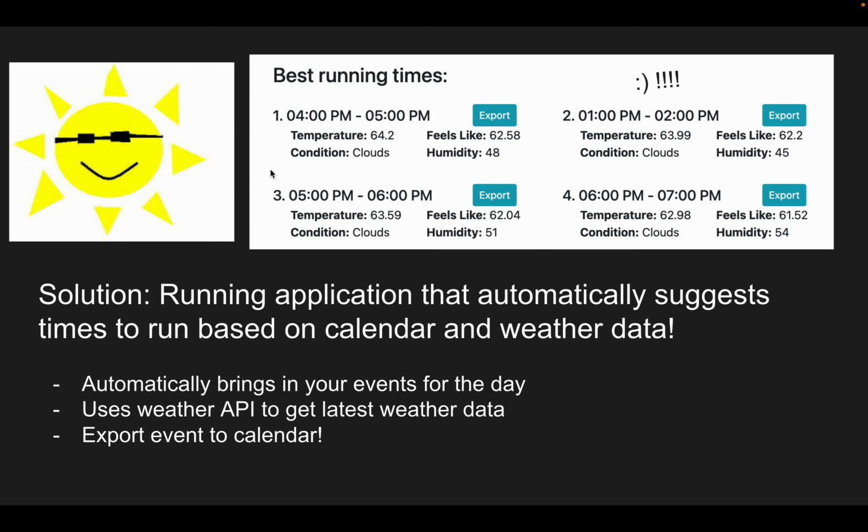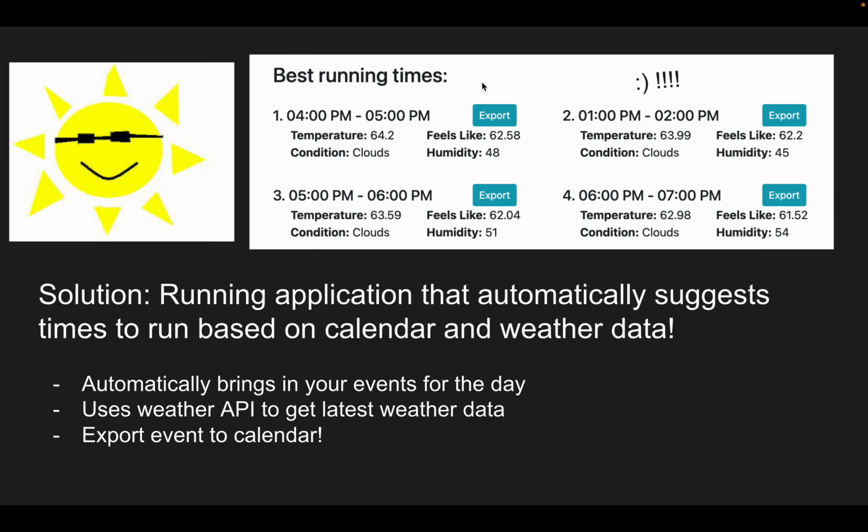So my solution was to make a running calendar calculator application that is able to automatically suggest running times based on my calendar data and also the weather for that day. The way this works is that it authenticates with the Google Calendar API and also uses a weather API that grabs the latest weather data from the source and combines them in an algorithm to predict what time I should run at that best fits with my schedule and best fits my preferences for the weather. And then I could also export that to my calendar, which saves me a bit of time when planning.